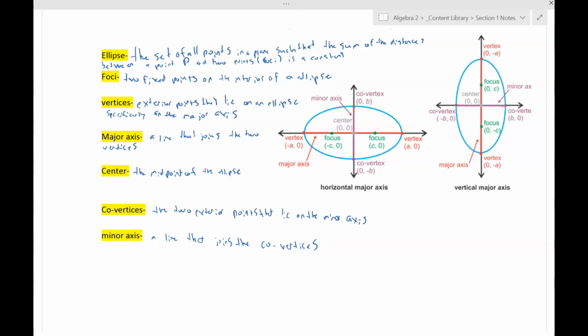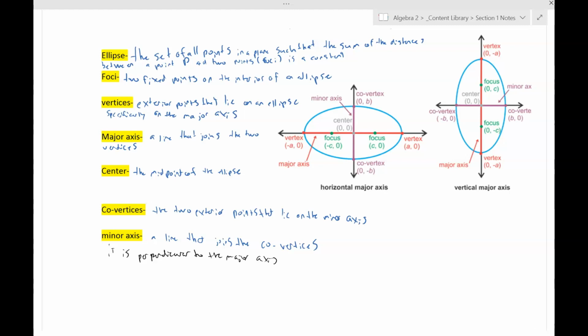Okay, so I guess I should read through these. The center is just the midpoint of an ellipse. The co-vertices are the 2 exterior points that lie on the minor axis, and the minor axis is just a line that joins the co-vertices. It's also, I should say, perpendicular to the major axis. And by that logic, the major axis is also perpendicular to the minor axis.